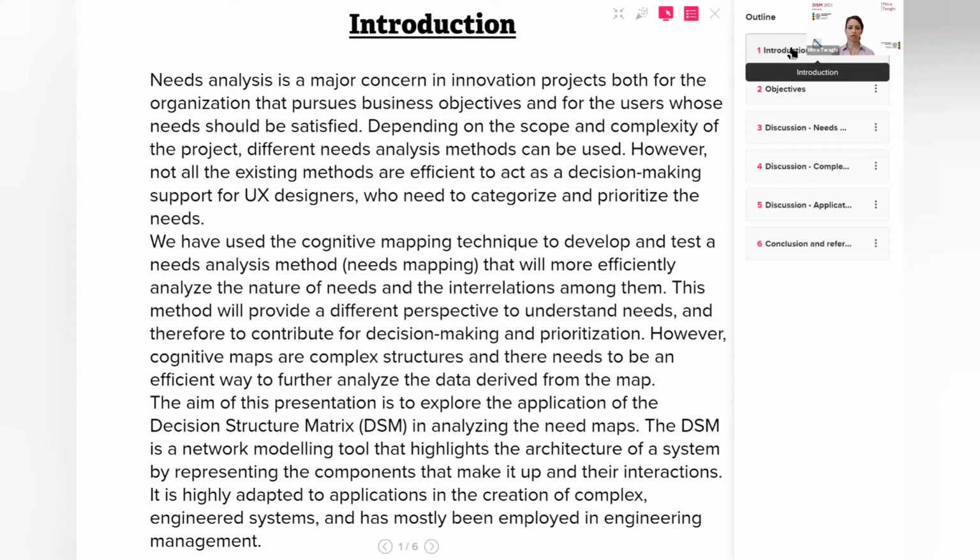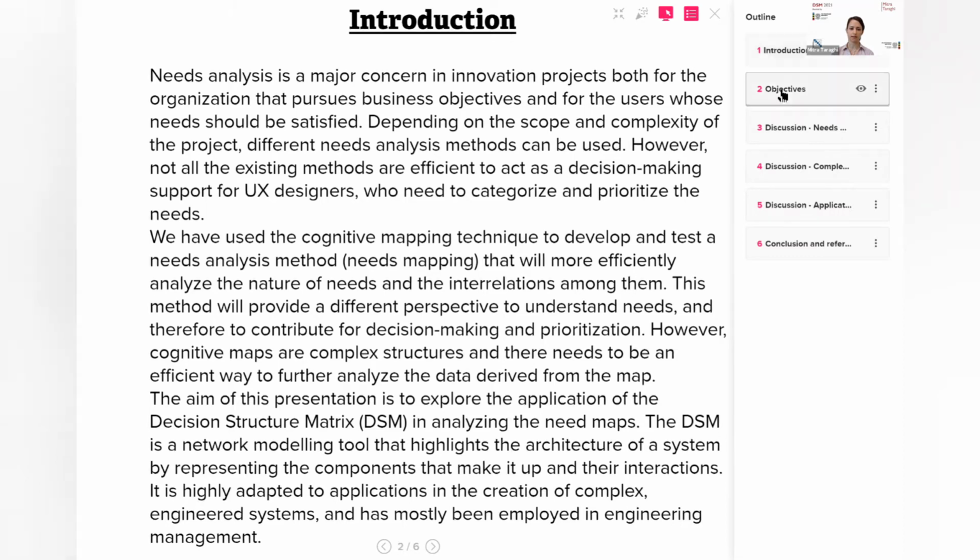This method is capable of showing the needs and their interrelationships and giving some sort of an all-at-once image to the UX designers, giving them the perspective to understand the needs and see how they have an impact on each other, so that they could contribute to decision making and prioritization. However, cognitive maps are quite complex structures, and we need a method to further analyze the data derived from the map, and that's how we came across the idea of using the DSM.